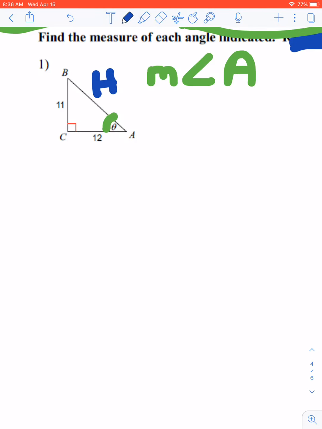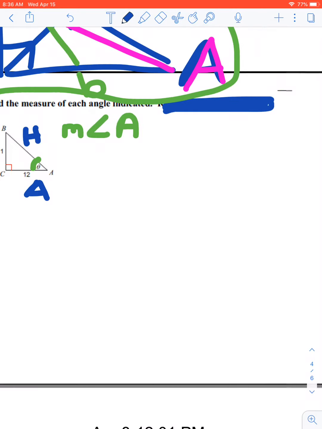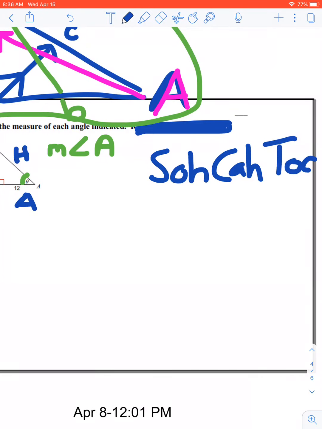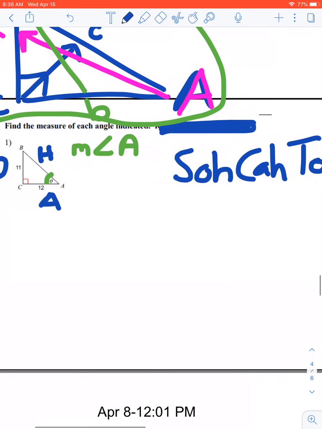My given angle is angle A, and next to my given angle is my adjacent. And then on the opposite side of my given angle is my opposite, okay? So when I'm looking at that, I also remember SOH CAH TOA. We talked about this yesterday, that it's important to write it down as much as possible so you have it memorized. So let's look at this triangle.